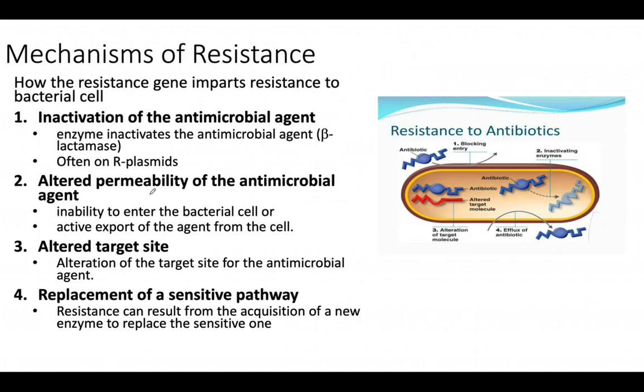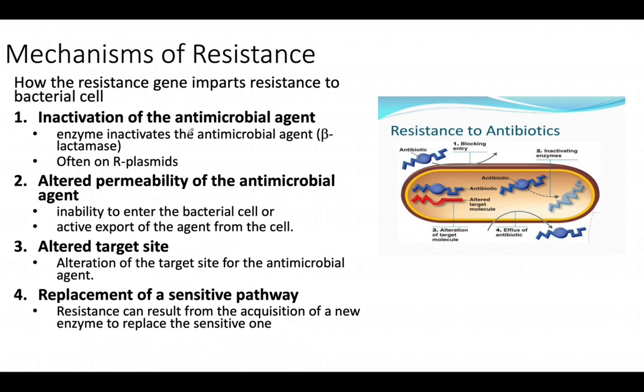But another way of looking at it is, if a bacteria does get an antibiotic resistance gene, how is it actually allowing the microorganism, the bacteria, to survive in the presence of an antibiotic drug? This is looking at what that gene is actually doing at a cellular level to impart that resistance. There are 4 ways listed here.